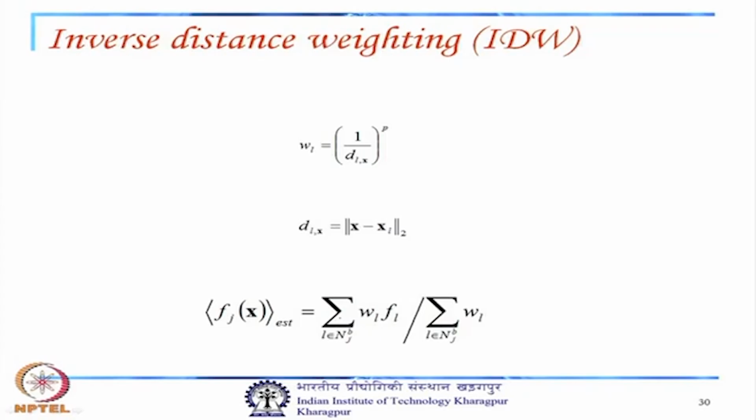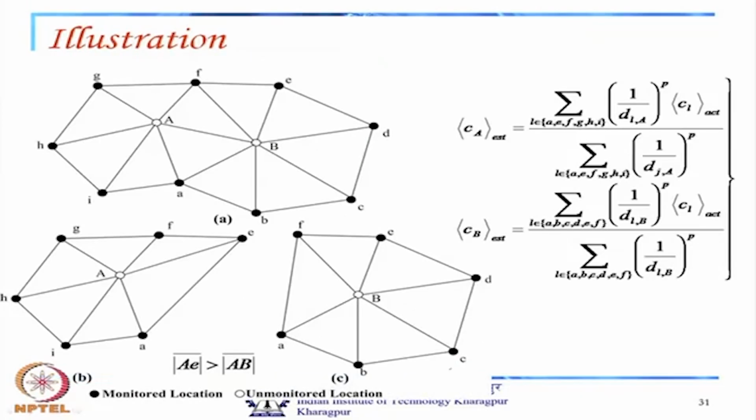where l is in the neighborhood points of j. So, if we are estimating the value for j and NB is the neighborhood set, then l is in the neighborhood set of j. This is the weight, this is the actual value, and this is again the summation of the total weight.